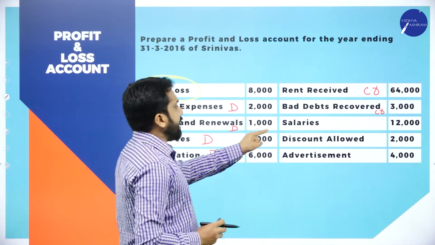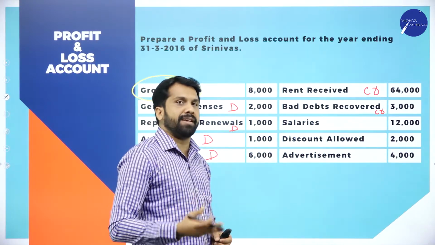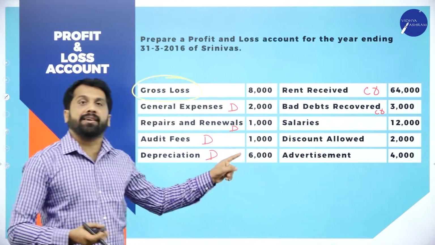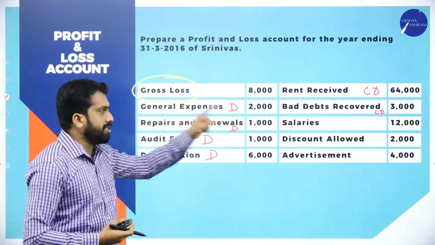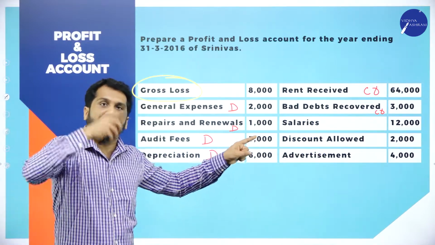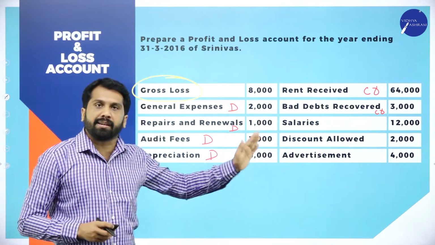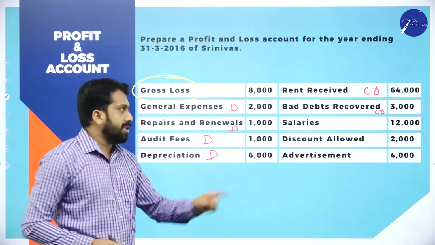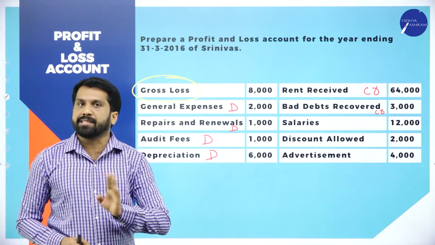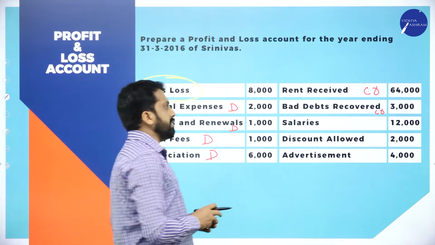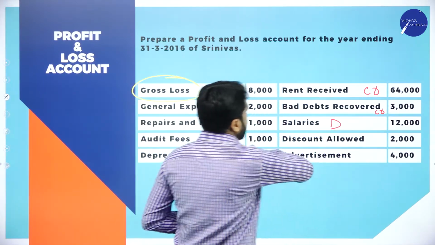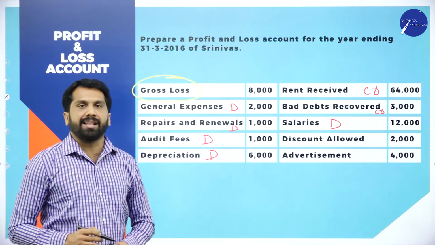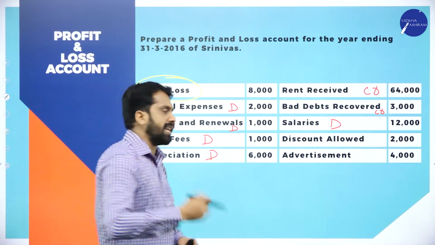Now, salaries. Salary you are paying. So don't think that you are getting salary. Why? Because it is your business only, your company only. In your company, you are the boss, which means you will pay salary. You will not receive salary. Clear? Salary means it is an expenditure. Debit. Discount allowed. You are giving discount. Debit.